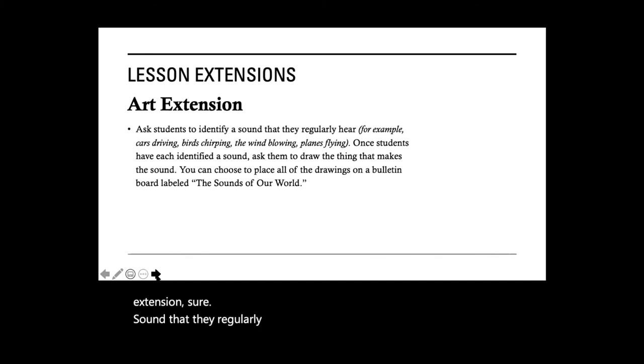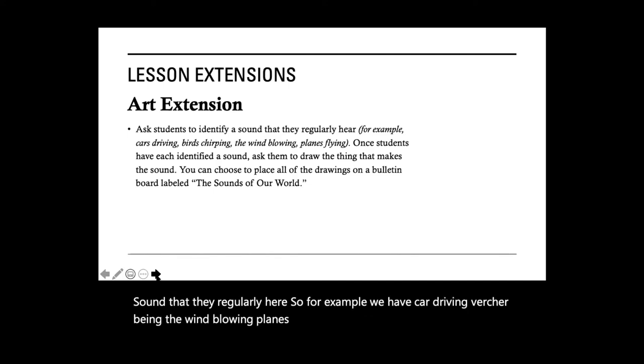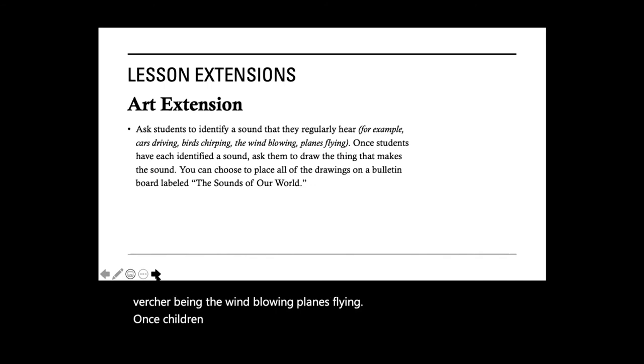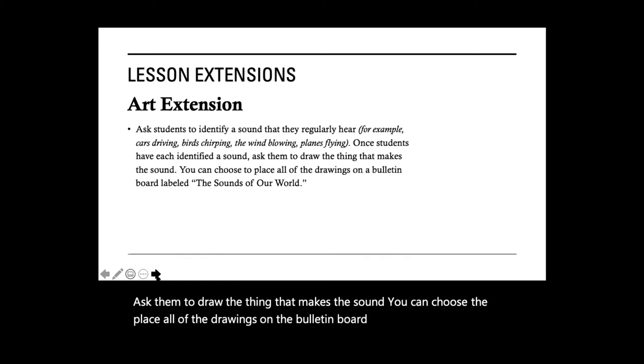So for example, we have car driving, bird chirping, the wind blowing, planes flying. Once children have identified the sound, ask them to draw the thing that makes the sound. You can choose to place all of the drawings on the bulletin board labeled Sounds of the World.